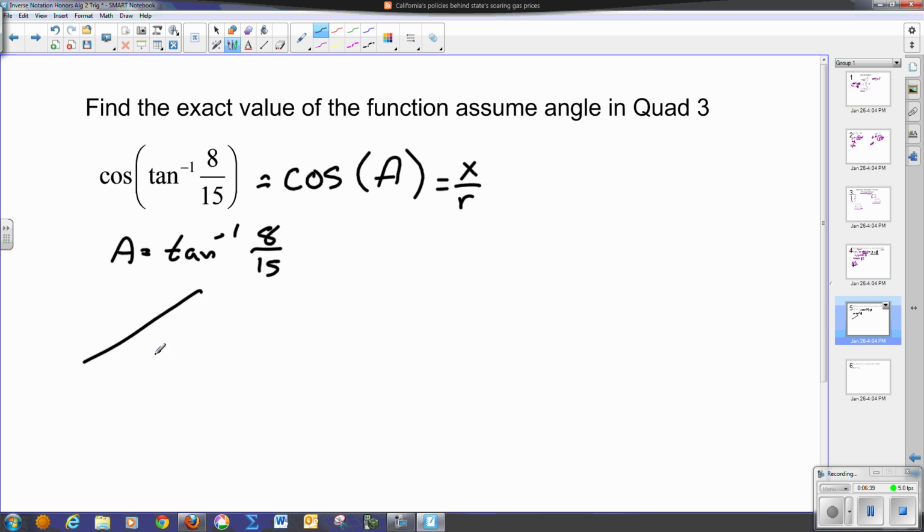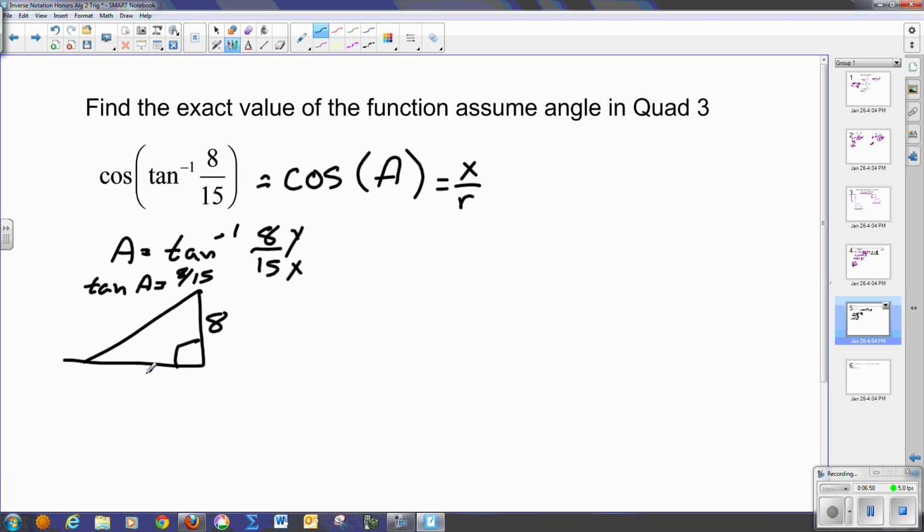And now I know I can make a triangle because I have my y and my x value within this tangent. We know that the tan of A is equal to 8/15. So therefore, y is 8, x is 15. Here's angle A, 8/15, 17 in my triples. And I'm looking for my x over my r value. Have those, x, r. So 15/17 gets the job done.